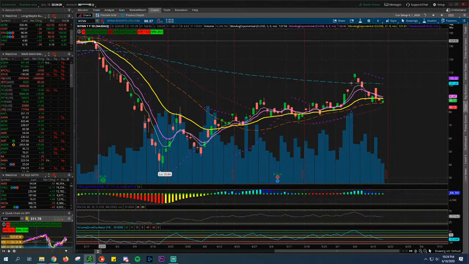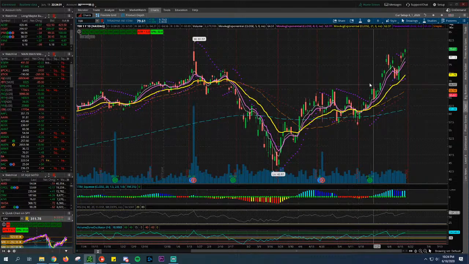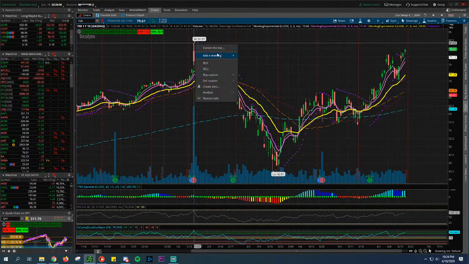Adam, TER. What is TER? Is that Trex decking? Wow, I don't even know what this company does, but that looks really good. It had a really nice squeeze, popped off really high.